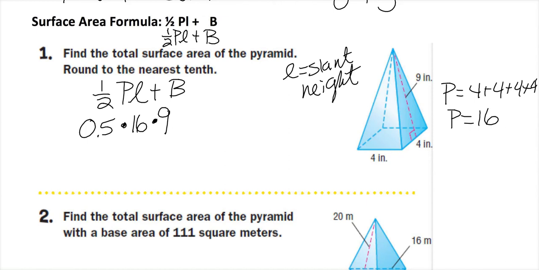And then plus B, so the area of the base. 4 times 4 is 16, which just happens to be the same as the other one. It's obviously not always like that. It just happens to work that way on this one. All right, so let's go ahead and type that in. It should be 0.5 times 16 times 9 plus 16. We should get 88. We're finding surface area, so again, that's inches squared, or square inches.